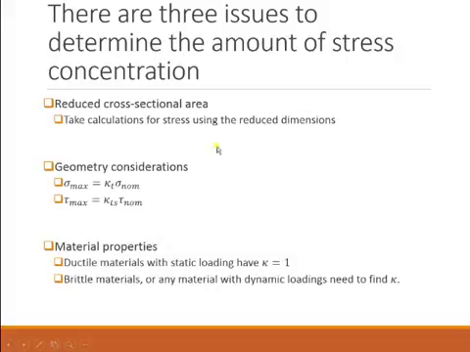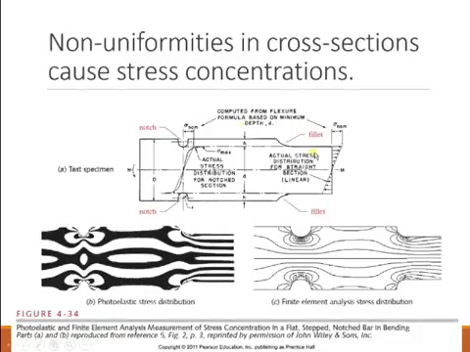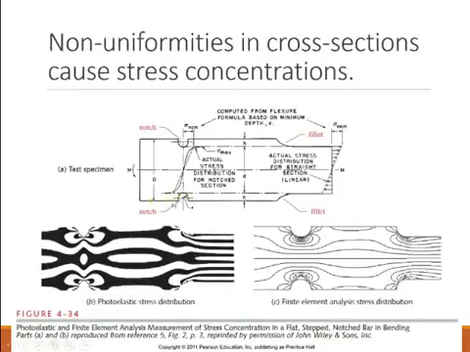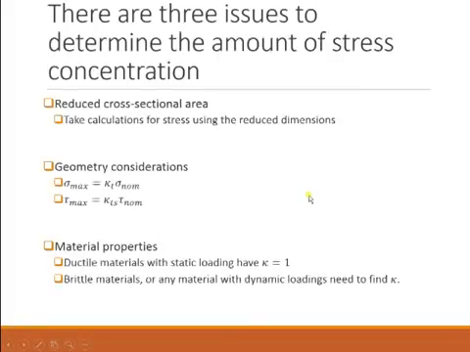So there are three issues contributing to the stress concentration. One is just the fact that there's less cross-sectional area. So when we do our calculations for stresses, we're going to use the reduced dimensions. I'm going to use this smaller cross-sectional area, and not the larger cross-sectional area, when I do my calculations. Also, there are geometry considerations. Some types of stress concentrators, notches, and even the shape of the notch, might cause more of an increase than other types of stress concentrators. So the geometry plays an important part.